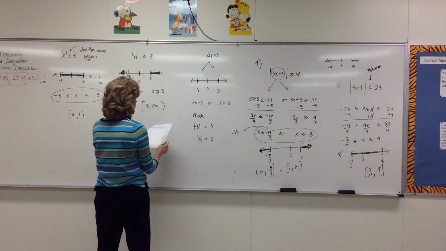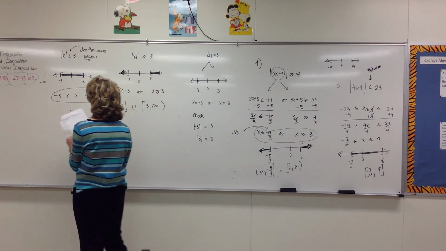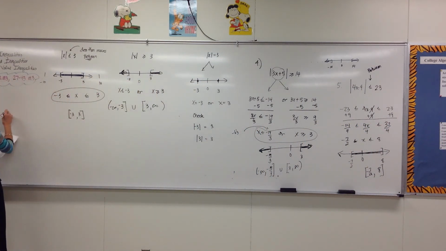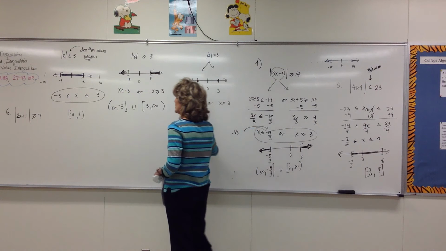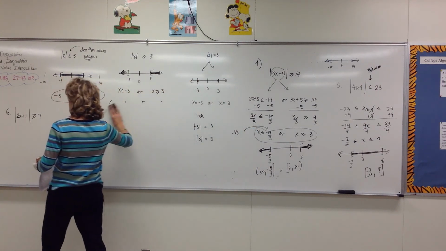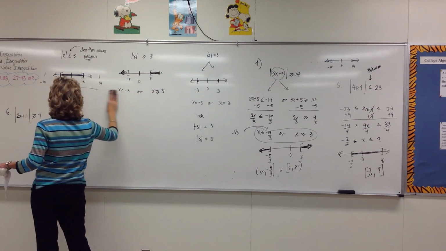So that was 5. Look at 6. On 6, absolute value of 2x plus 1 is greater than or equal to 7. Absolute value inequalities always have 2-part solutions. So greater than, what does it look like if the distance from 0 is greater than 7?